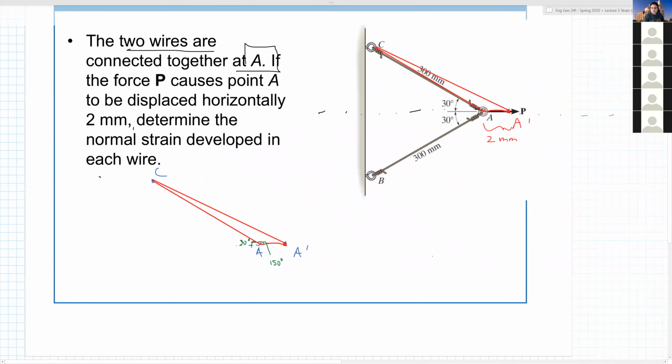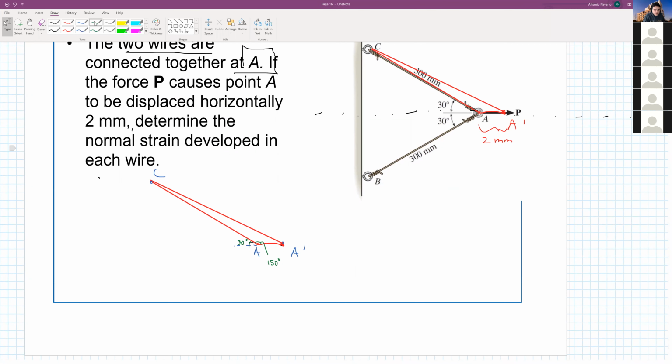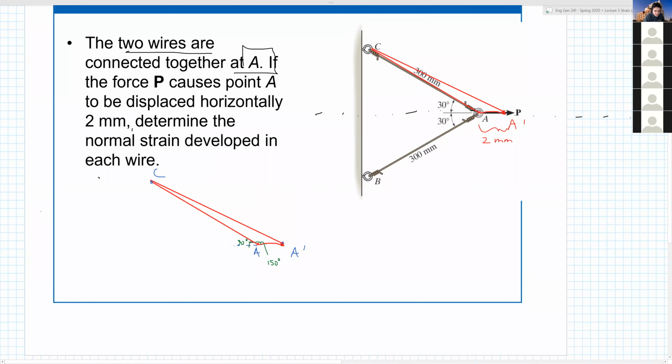Okay, so now what was the original length of the cable? The original length of the cable was 300 millimeters. Okay. The displacement of A to A prime is 2 millimeters, right? So what can you use here? What technique can you use here?